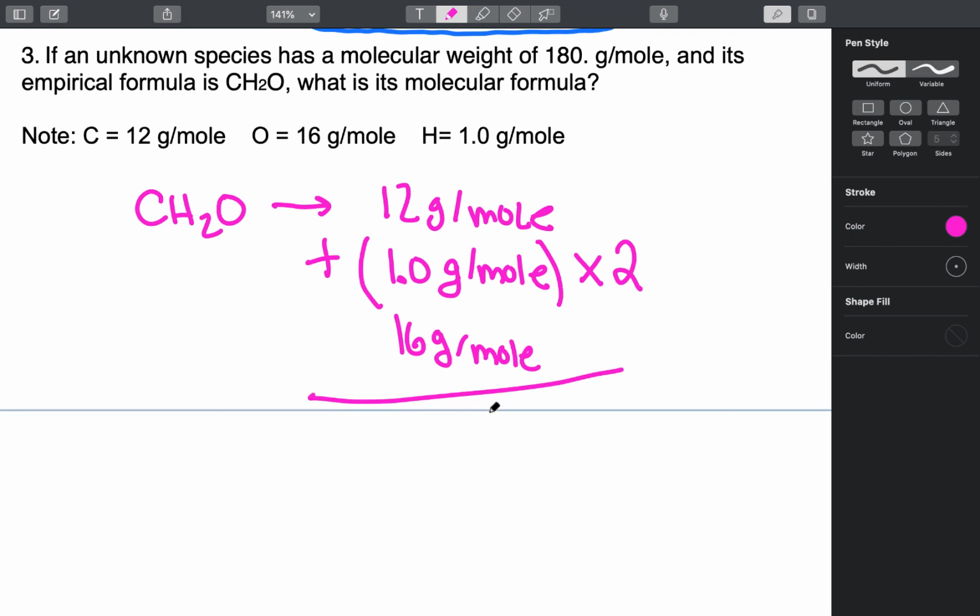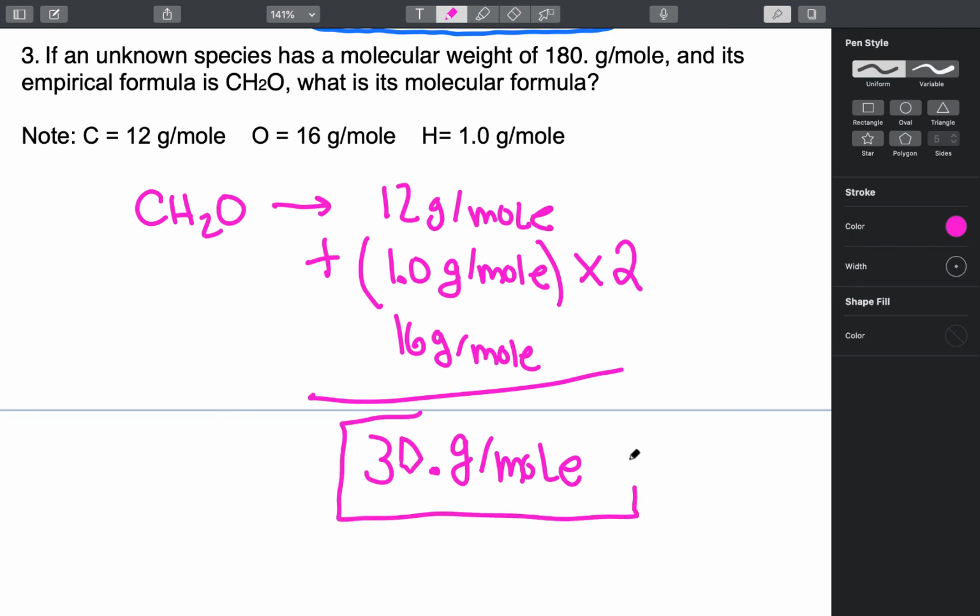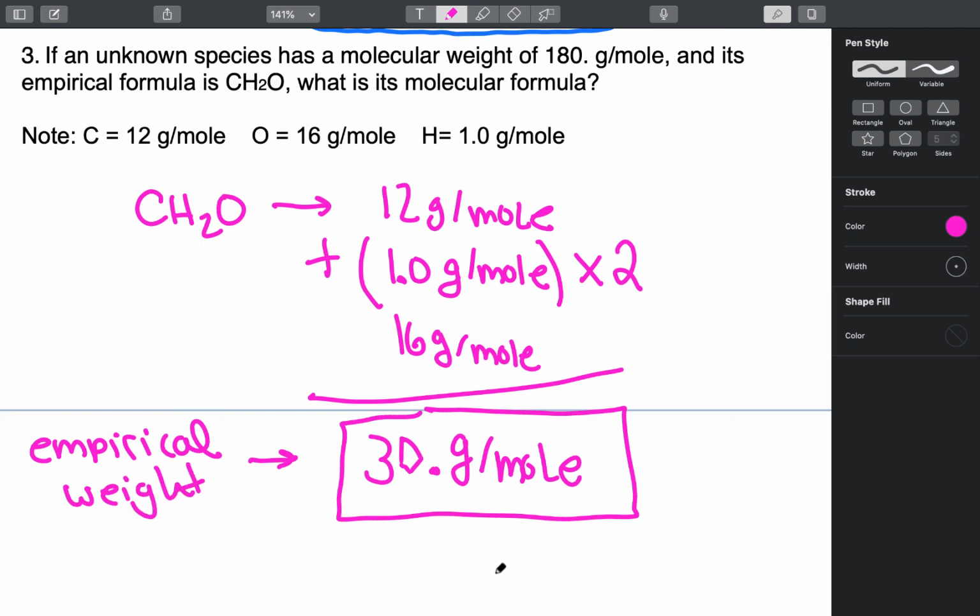When you add all of those up together on your calculator, you should get 30 grams per mole. We want to conserve the same number of sig figs, so 30 grams per mole, because each one has 2 sig figs. So 30 grams per mole is our empirical weight.